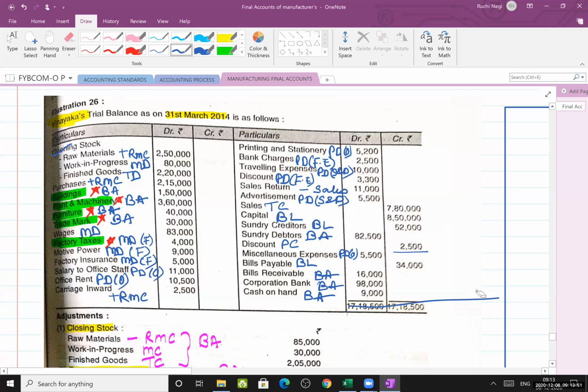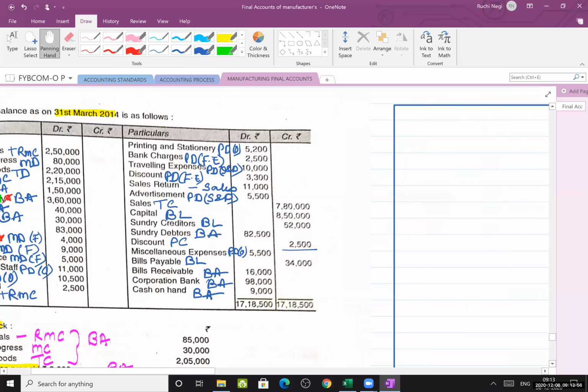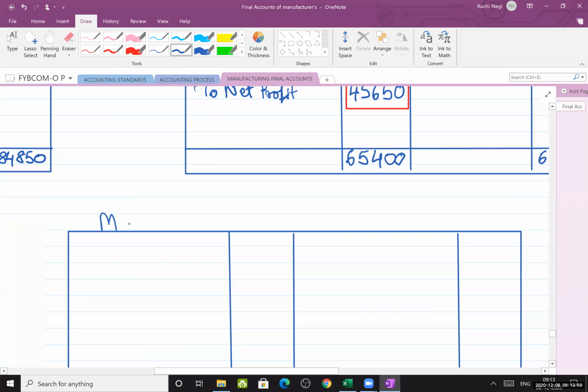Okay. So let us start now. Start with the manufacturing account. Give the heading here: Manufacturing account for the year ended 31st March 2014, in the books of Vinayak. If you want, you can write that. Okay, let us start.